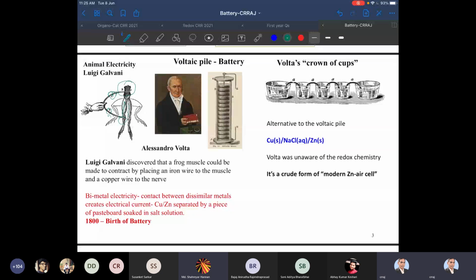Now, Volta came and refuted that. You see, that is not the case. What you are using is basically two different metals. The two different metals have two different characteristics.